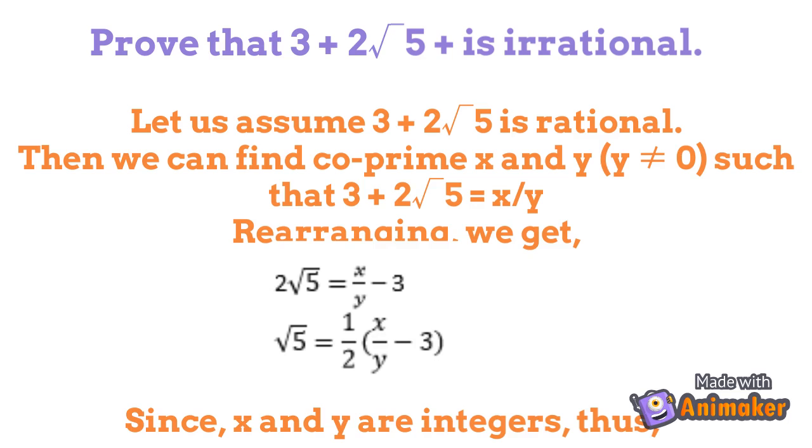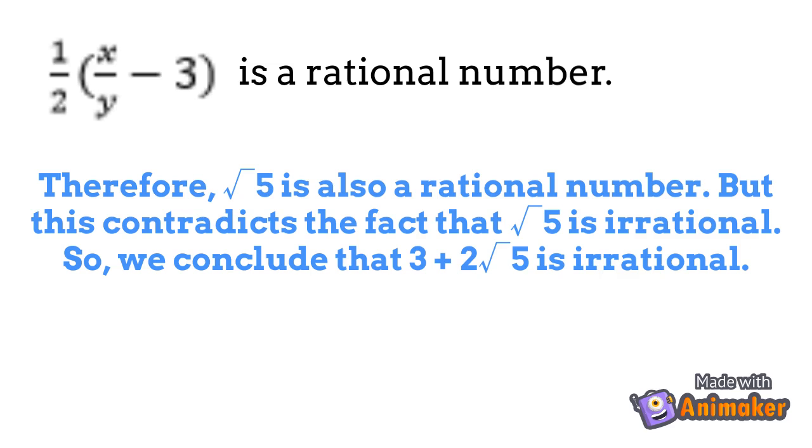Now we need to do the cross multiplication, and you get this result after rearranging. Since x and y are integers, let us take 1 by 2 common out from that equation. So we get 1 by 2 in whole bracket, x by y minus 3. That is a rational number. Therefore, root 5 is also a rational number in this case. But this contradicts the fact that root 5 is irrational. Root of any such number is an irrational number.